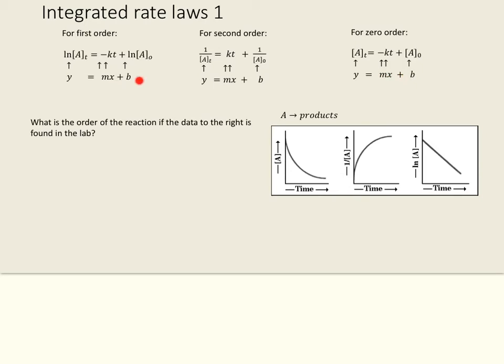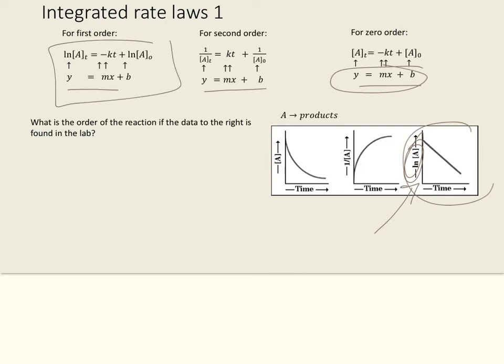So we have y is equal to mx plus b. So for y, we would have to graph the natural log of A at time t on the y-axis, like here in this graph, and t would be x. So time would go along the x-axis. This would be our y for second order, and this would be our y for 0 order. And so this is saying, what is the order of the reaction if the data to the right is found in the lab? So if these are the graphs that we get from the data in the lab, then remember these have to yield a straight line, because that is the definition of a straight line. And so this is the only one that's straight, and since the natural log of A is on the y-axis here, then that means that it has to be first order.